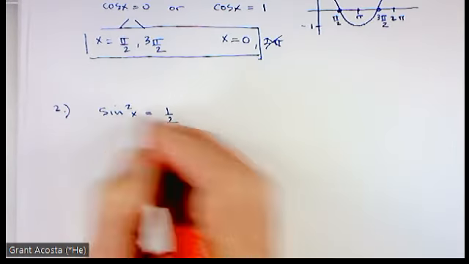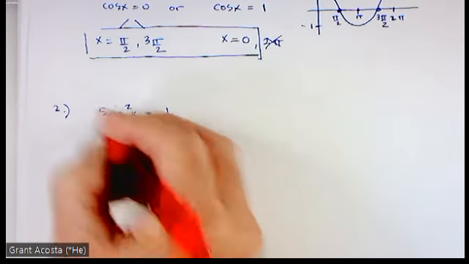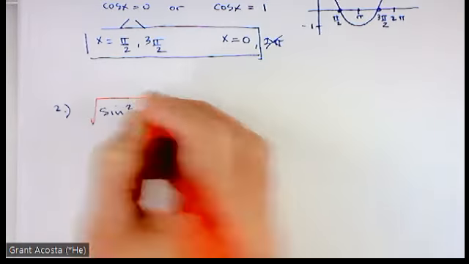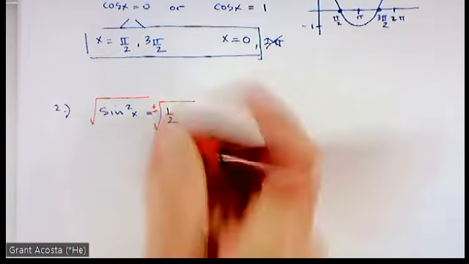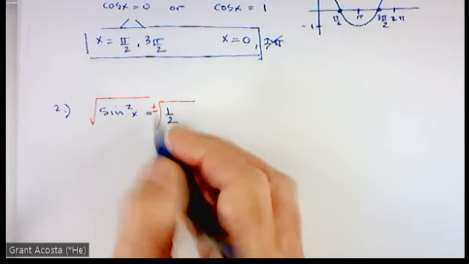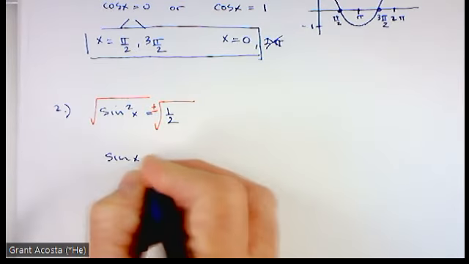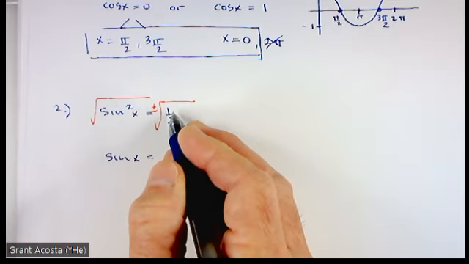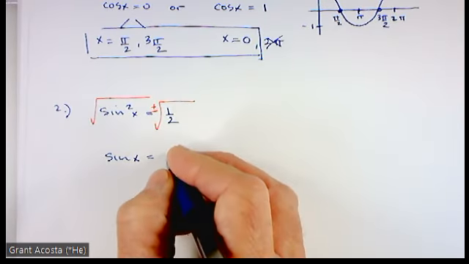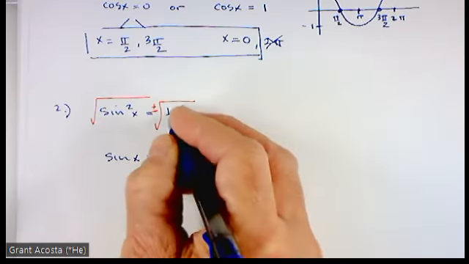To solve sine squared of x equals 1/2, I want to get sine by itself. So I want to take the square root of both sides, remembering that when I solve an equation by taking the square root, I have to remember to do plus or minus. So I get sine of x is equal to plus or minus the square root of 1/2, which if you don't recognize that, remember that you can split up square roots.